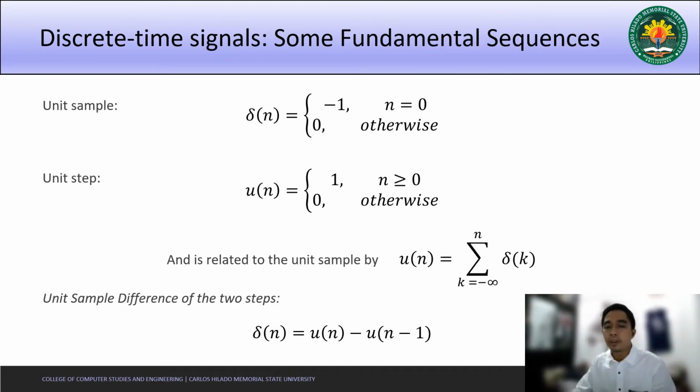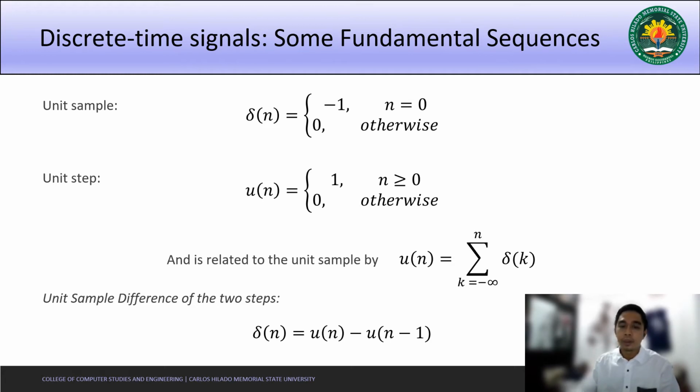For some fundamental sequences, we have the example of the unit step. In this example, for n less than 0, the value is 0, and the unit sample is 1 at n equal to 0. So it would be another value elsewhere.